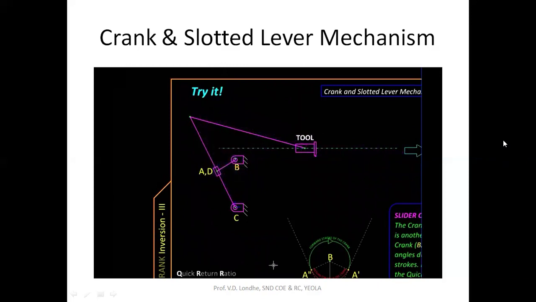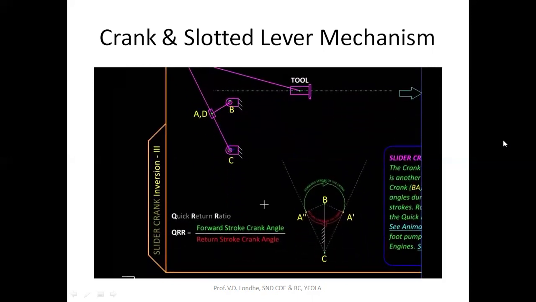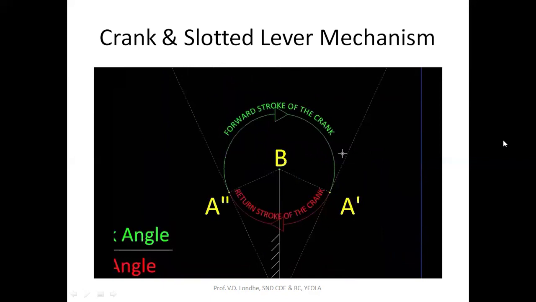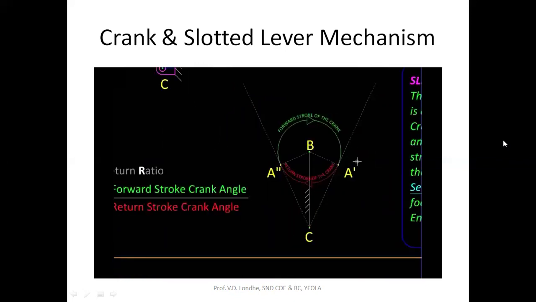The quick return ratio of this mechanism can be evaluated using the two extreme positions of the guide, which is usually a link with a slot in which the slider slides. And these two extreme positions are nothing but tangents to the circular path of the slider, like this. So this is the path of the slider, and these are the two extreme positions of the slotted lever.